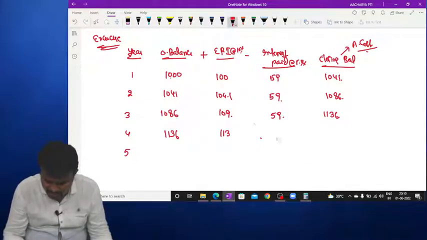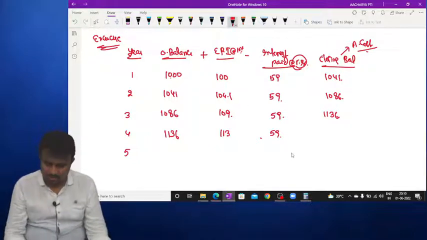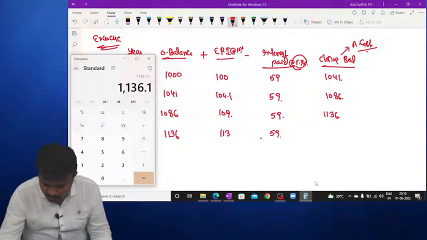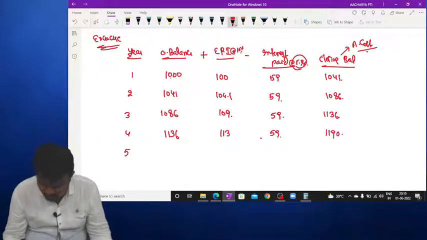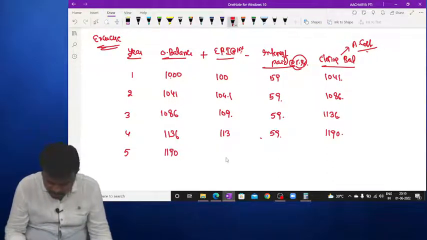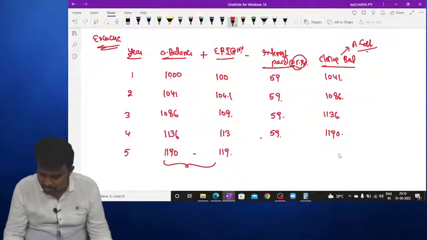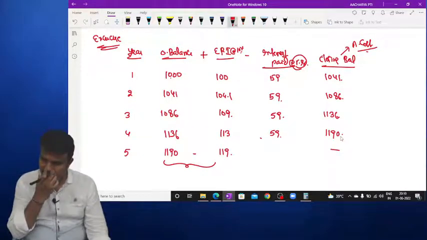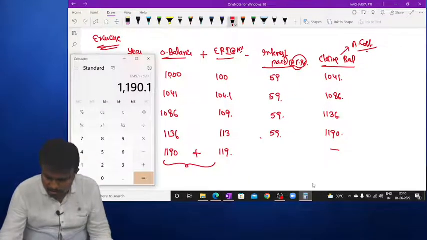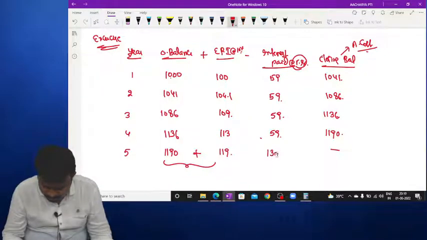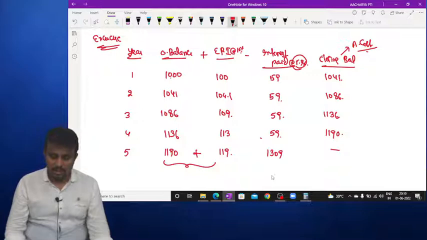The 5.9% is always applied on the face value, 1000. So then 1136 plus 113 minus 59 equals 1190. Then 1190 plus the effective interest of 119. Because at the end of the 5th year the closing balance is 0, we have to repay this total amount. 1190 plus 119 equals 1309. So this is the one.